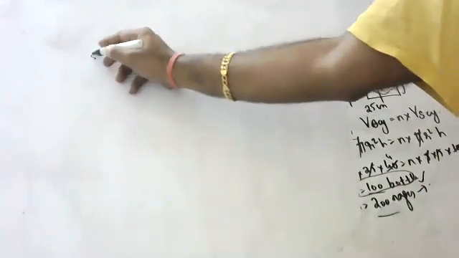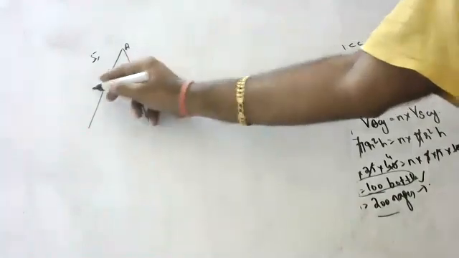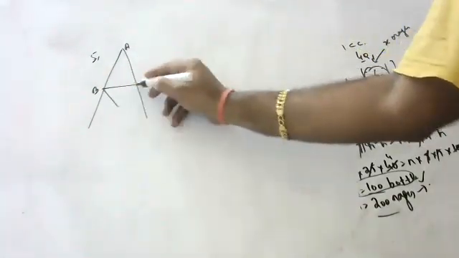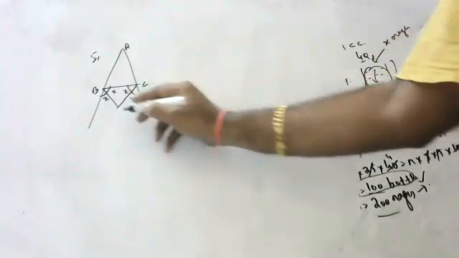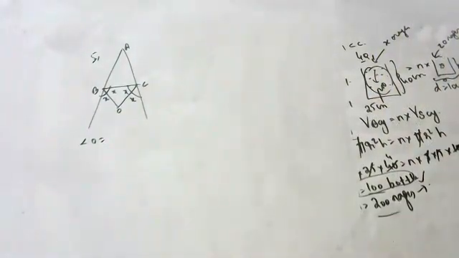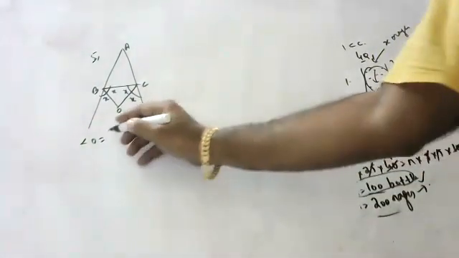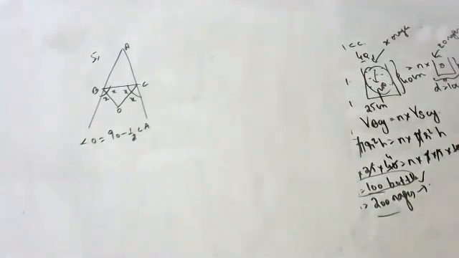Yeah, children, this sum we did so many times. Once again I'm telling you, children, this is a very, very important sum. This is triangle A, B, C, and these both are angle bisectors, children. We have to prove that angle O is 90 minus half of angle A.